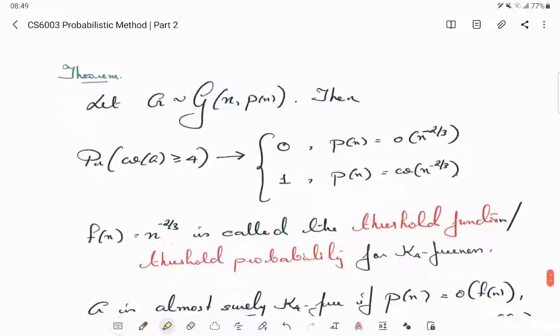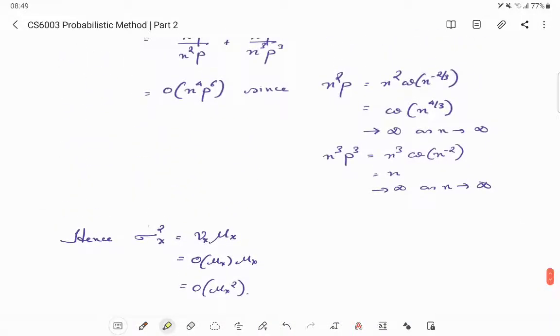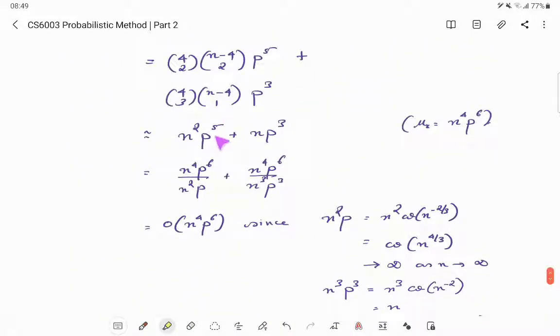One way to show that would be to write the expression, multiply and divide each term so that the numerator looks like the expression for mu of x. Okay, n power 4 p power 6 by n squared p, which will give you this, right? So the numerator is already mu of x, and now if you can show that the denominator goes to infinity, then this is little o of mu of x, right?